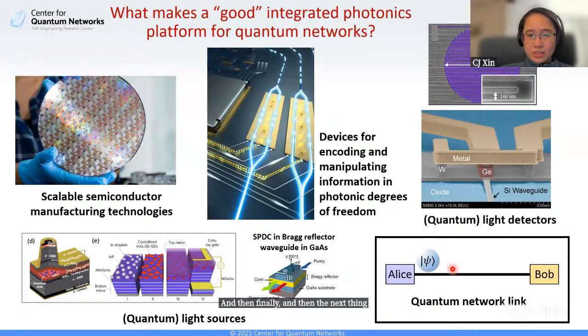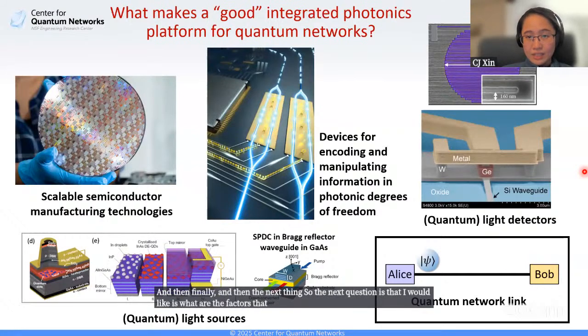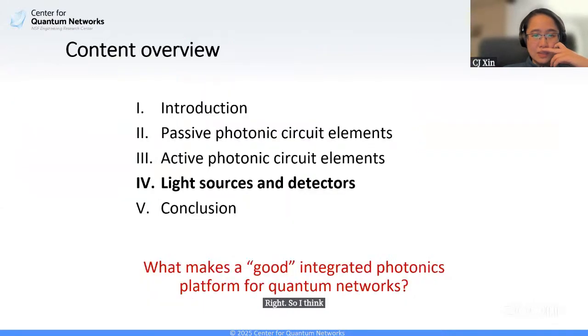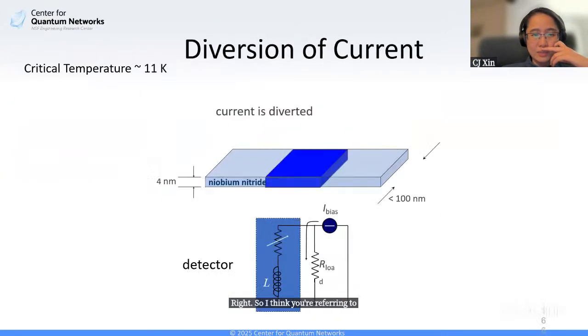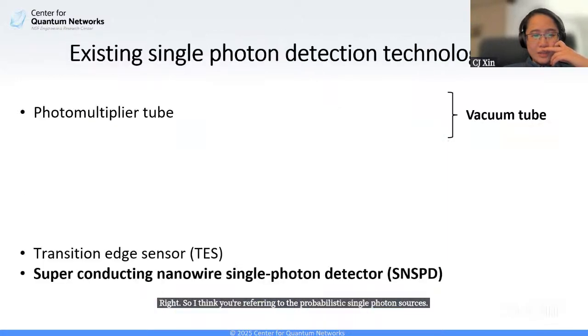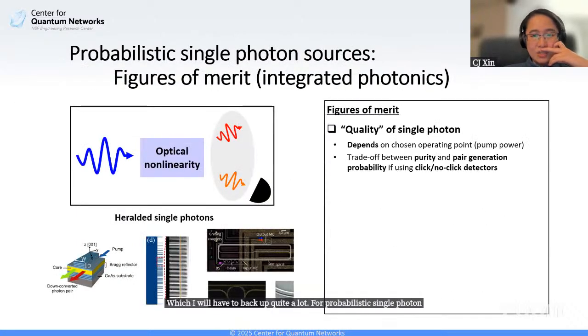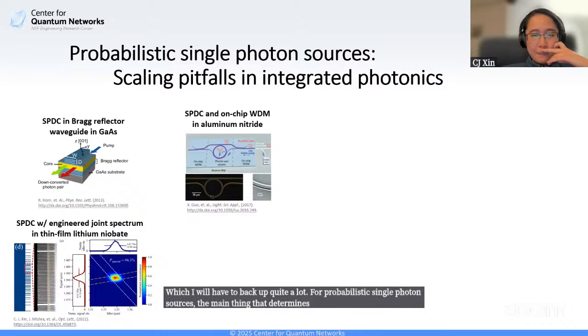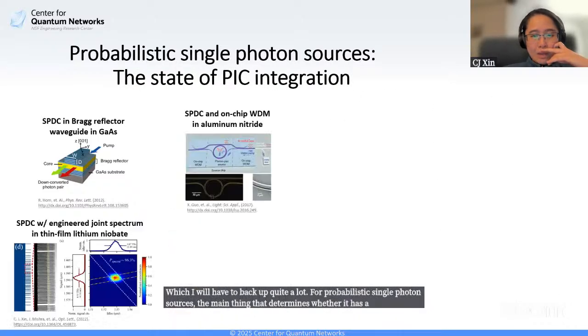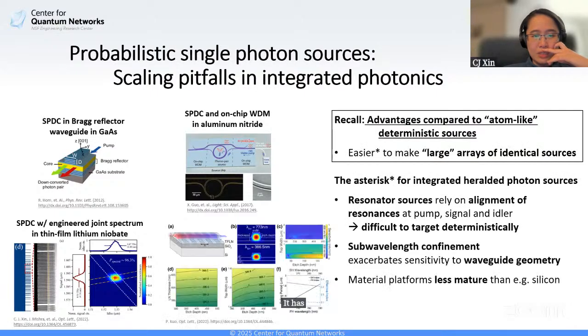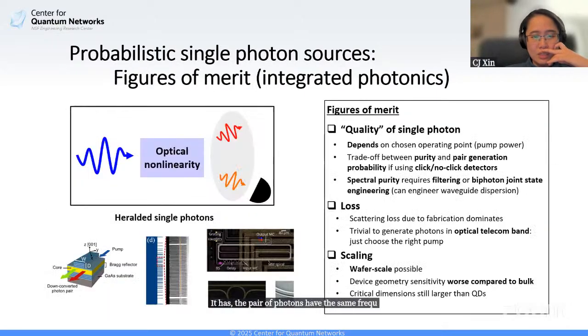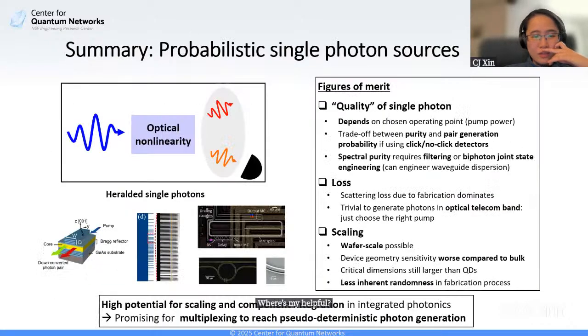So the next question is, what are the factors that decide if a pair of entangled photons have the same frequency? Right, so I think you're referring to the probabilistic single photon sources, which I will have to back up quite a lot. For probabilistic single photon sources, the main thing that determines whether the pair of photons have the same frequency is, let's see, where's my helpful graph?